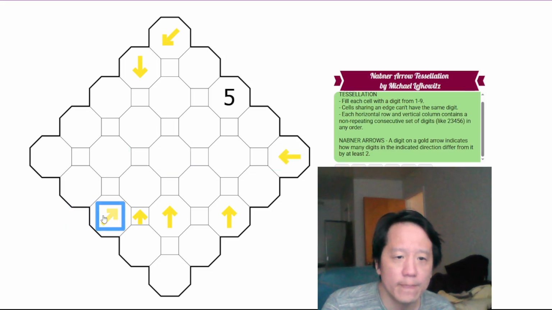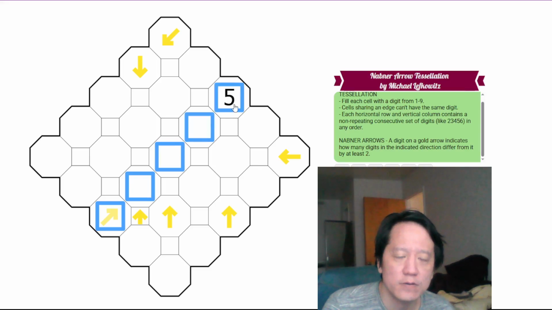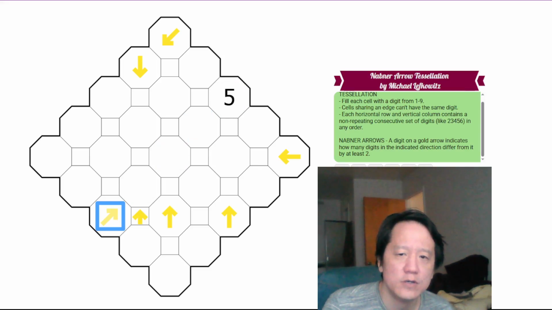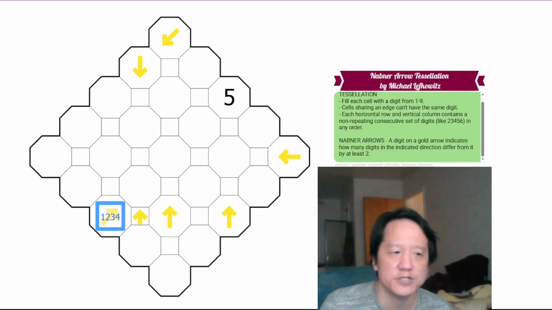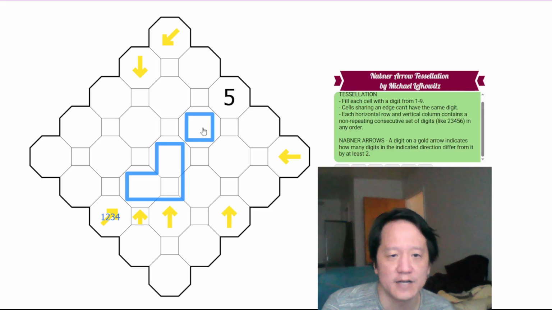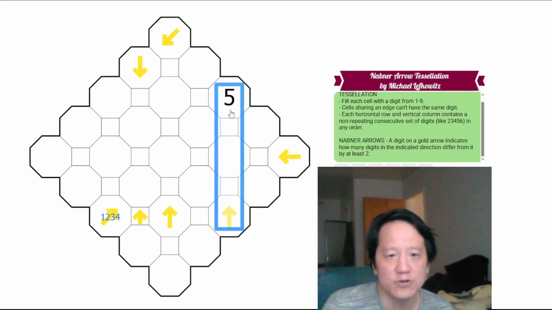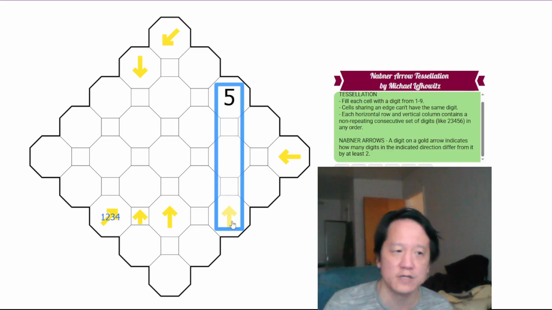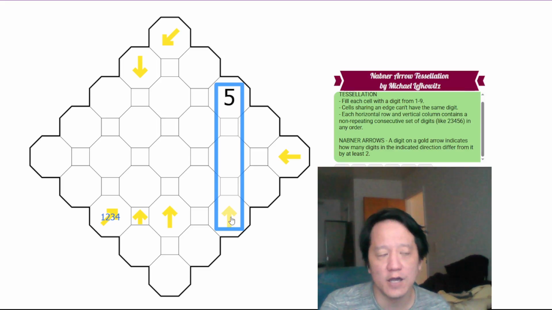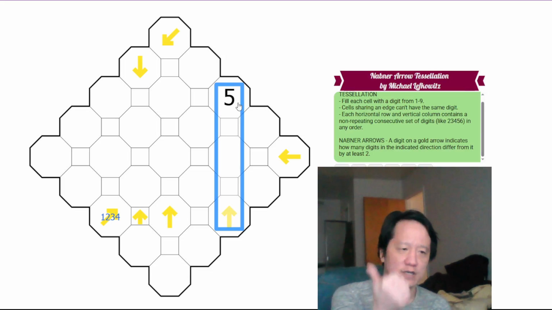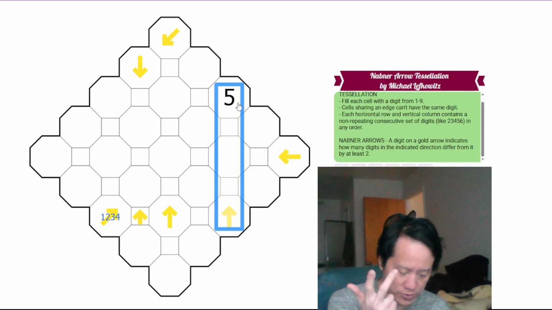So this has to be 1 through 4, because it could have one digit that's consecutive with it or it could have up to 4. This is guaranteed to always have one digit that's consecutive with it. And the problem with this, though, is it's guaranteed to have one digit consecutive with it, which means it's 3 at most that are going to be consecutive with it.